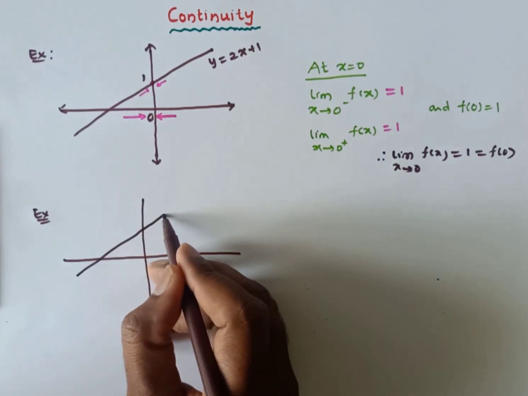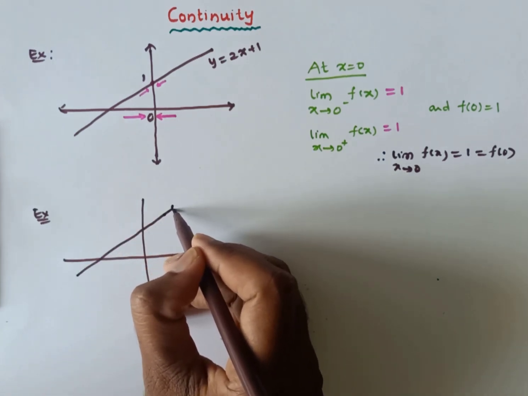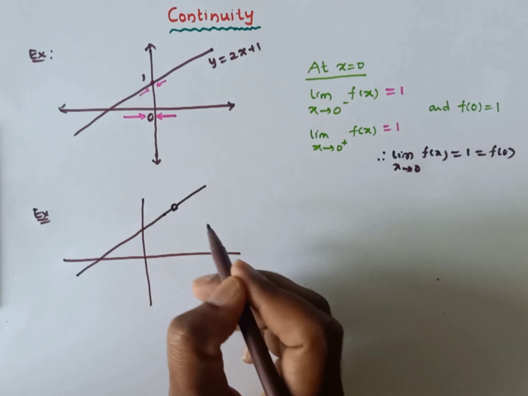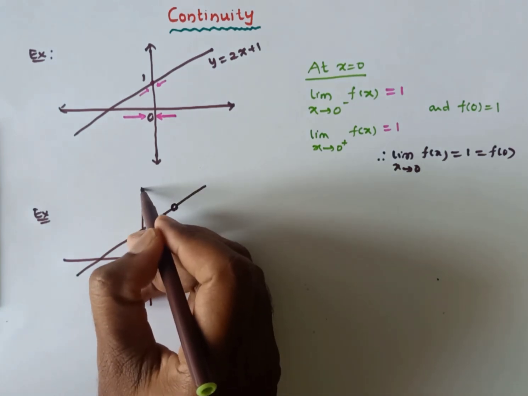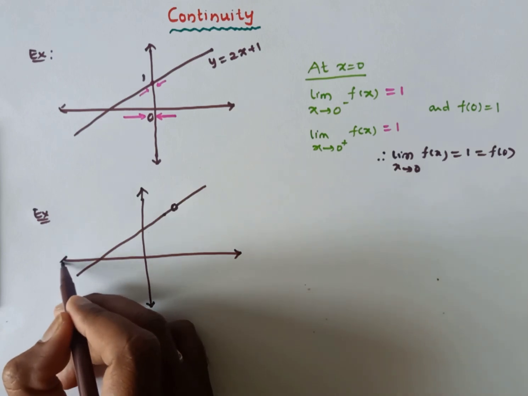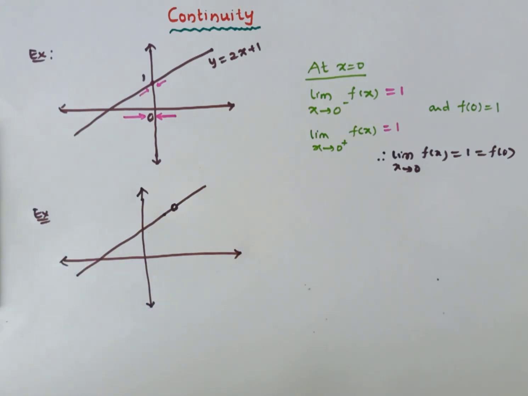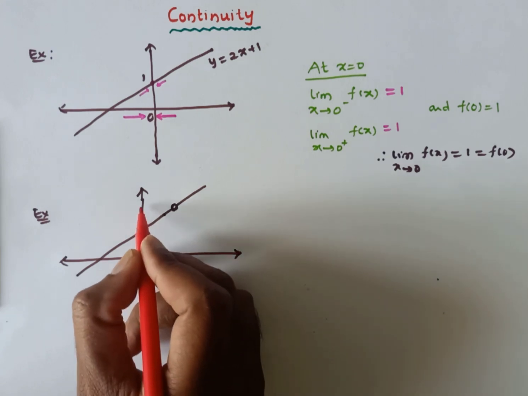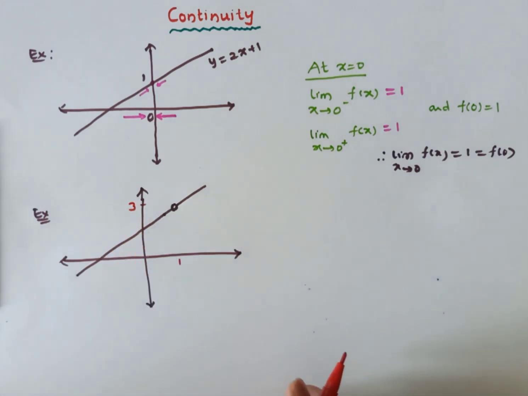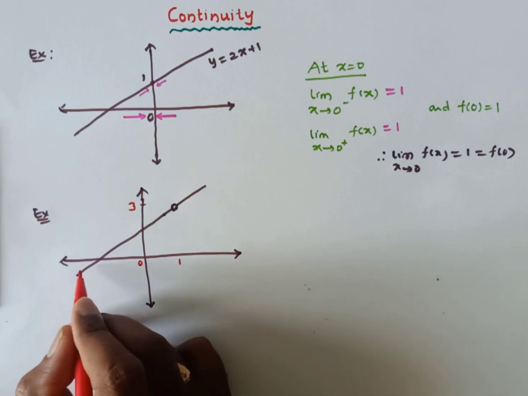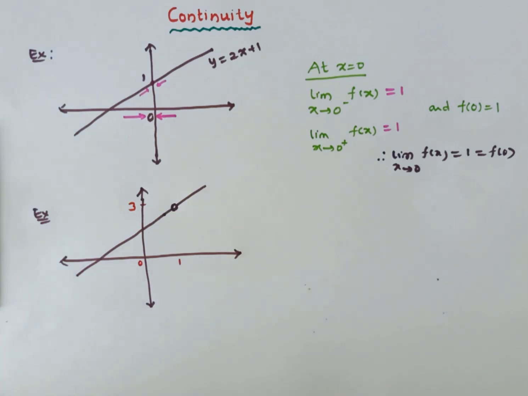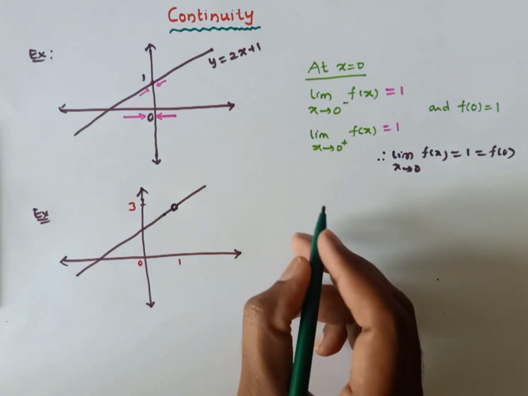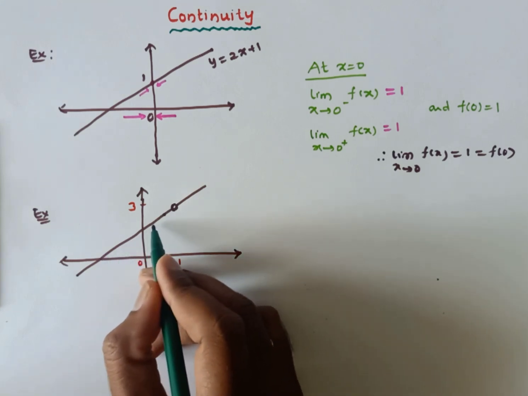Same problem, but the graph is defined like this. Again it is y equals x plus 1, but here at x equals 1, let this be 3, this is 0, minus 1, minus 2 and so on. Now define the values. At x equals 0, no problem, so the continuity will be there.